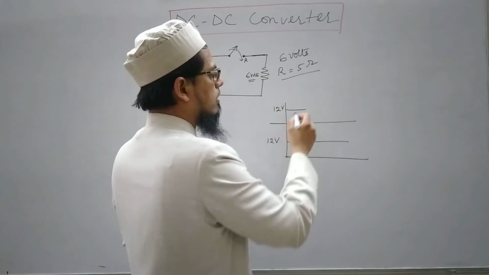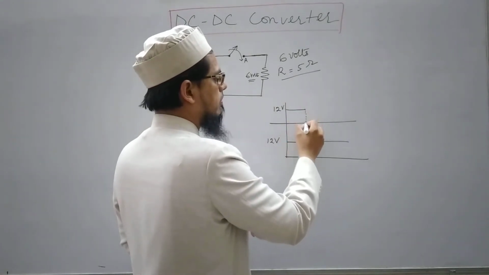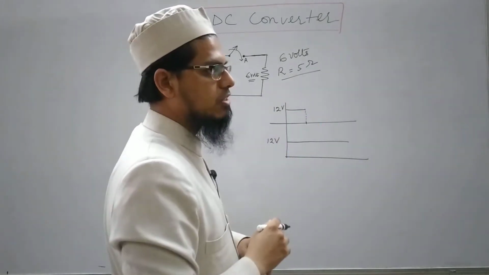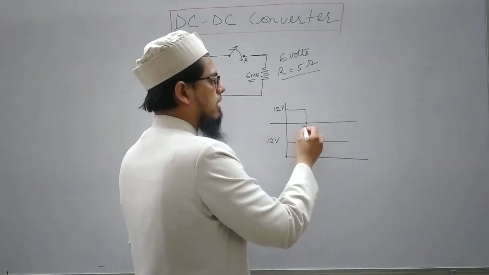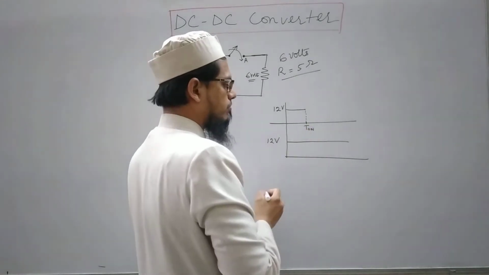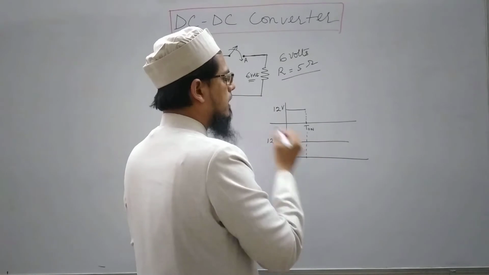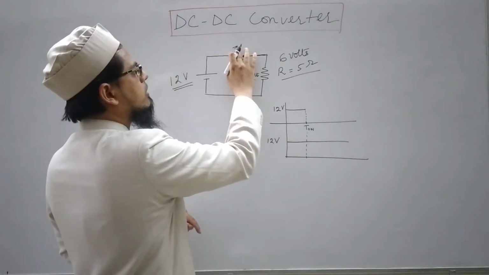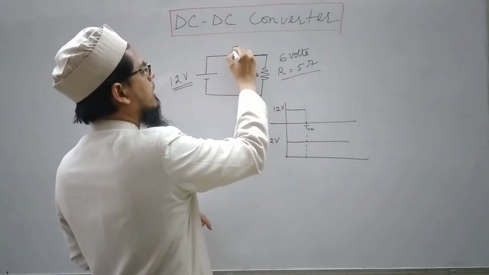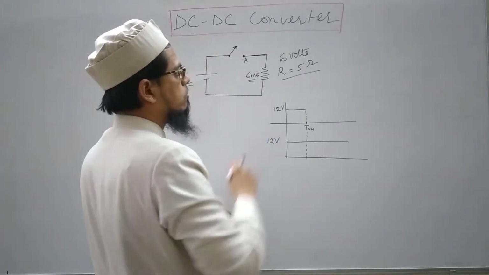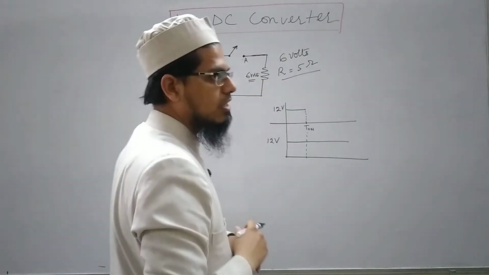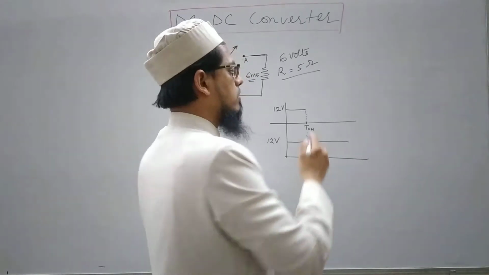And say for some time I allowed that voltage to appear across the load, and after some time, say after T on, I turn off the switch. Okay, I turn off the switch. So now the voltage that will be appearing across the resistor would be 0 volts.